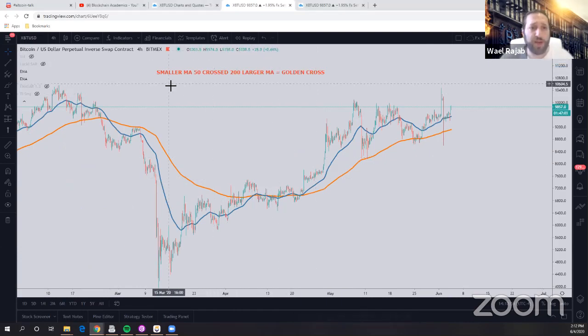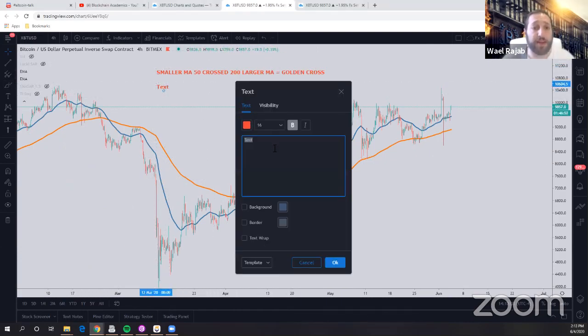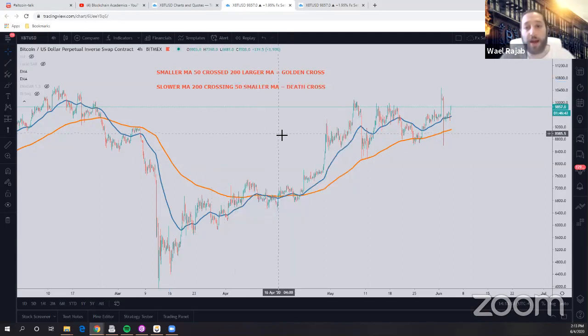So we have the golden cross, and then this is just going to be another minute for me to explain this for people that don't know. So we have the slower moving average, 200, crossing the smaller 50 moving average, which gives you a death cross. So we're going to be short while there's the death cross, and we're going to be long while we see a golden cross.